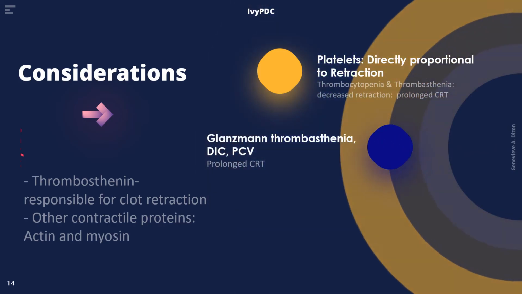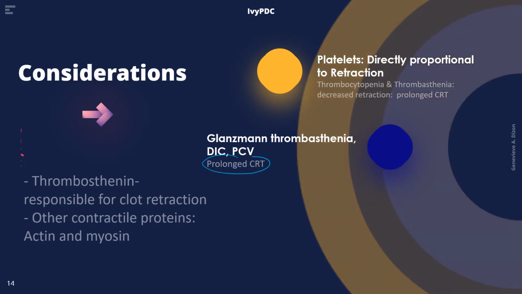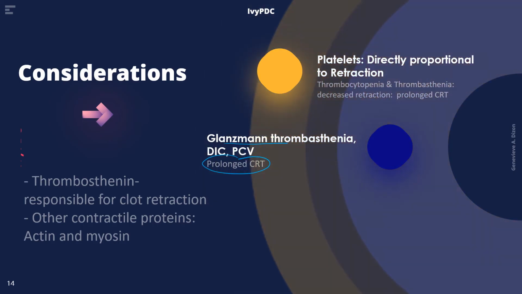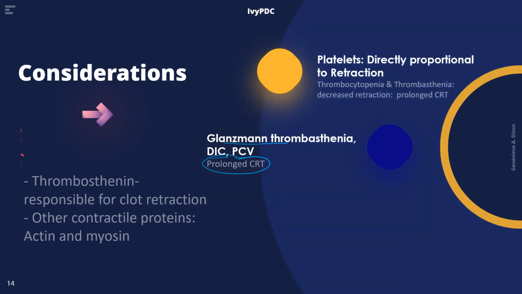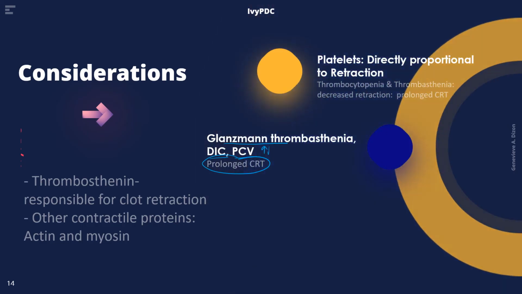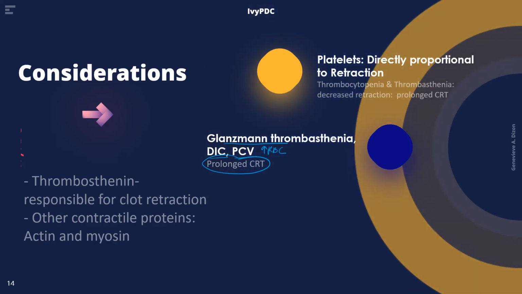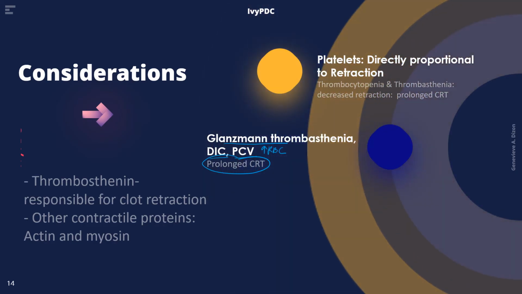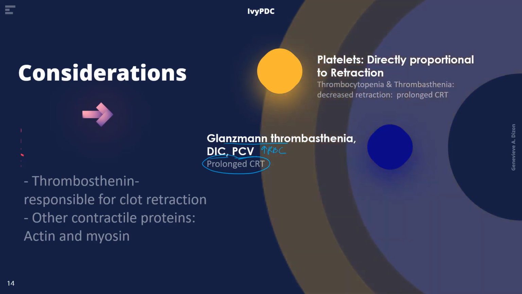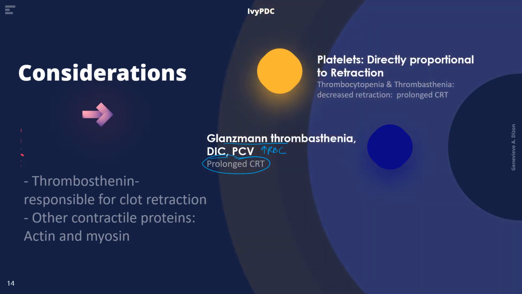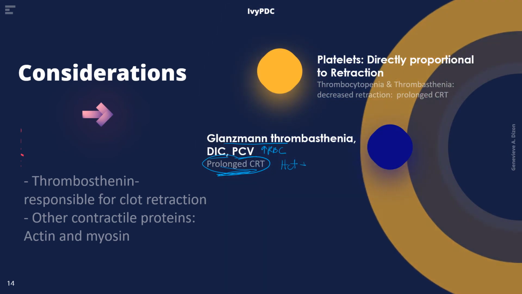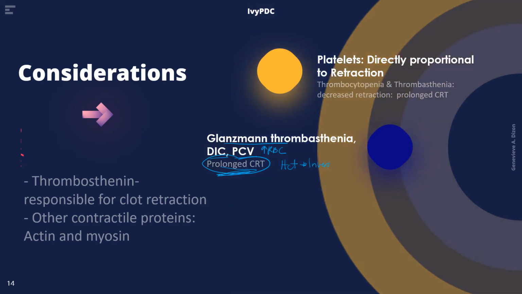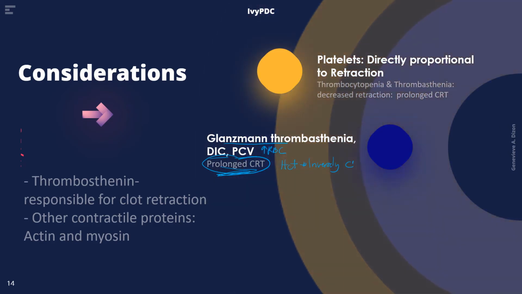Other conditions that can give a prolonged clot retraction time would be Glanzmann's thrombasthenia, DIC, and PCV. PCV stands for polycythemia vera, where there is an increase in red blood cells. When there are too many red blood cells in the clot, the platelets would have a hard time shrinking the clot, leading to prolonged CRT. Therefore, we can say that the red cell mass or the hematocrit is also inversely proportional to clot retraction.